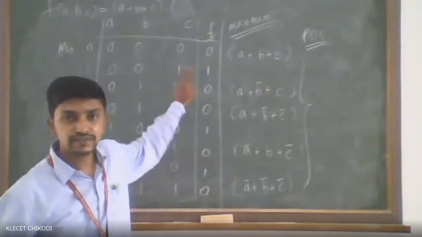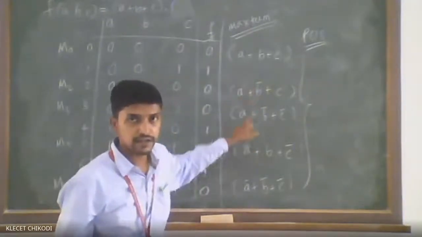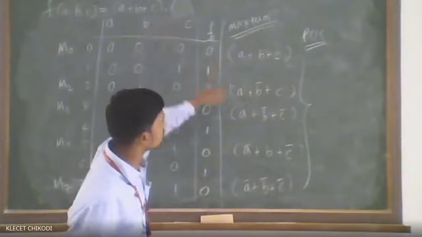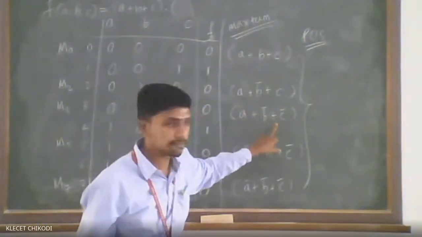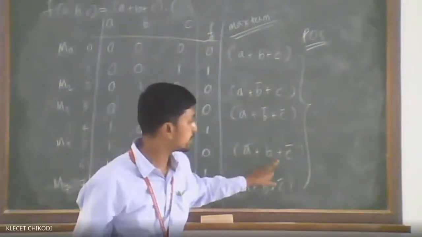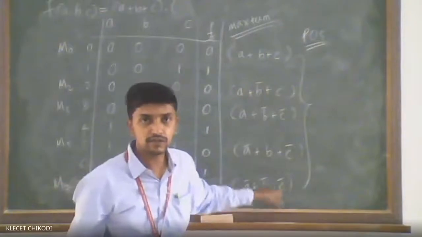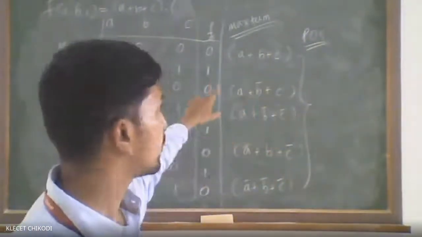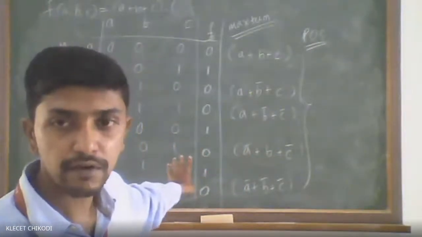Since it is a product of sums form, you have to take the product of each max term here. So again it will be (a plus b plus c) into (a plus b bar plus c) into (a plus b bar plus c bar) into (a bar plus b plus c bar) into (a bar plus b bar plus c bar). So that will be your Boolean expression. That is the final Boolean expression which you will get for the truth table which they have mentioned here.